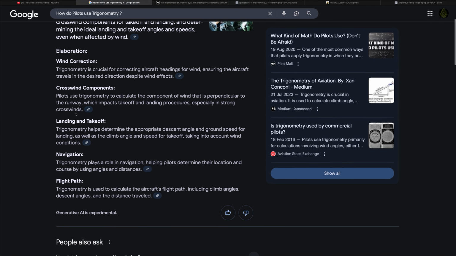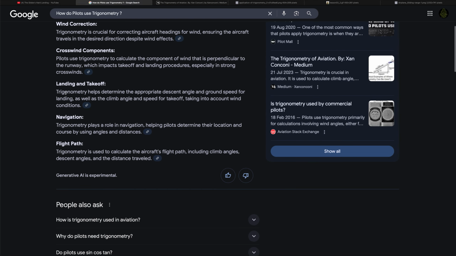Now, I'm not going to read all this. I'm just going down to landing and takeoff. Trigonometry helps determine the appropriate descent angle and ground speed for landing, as well as the climb angle and speed for takeoff, taking into account wind corrections. So this part is the part I want people to pay attention to. Trigonometry helps determine the appropriate descent angle.